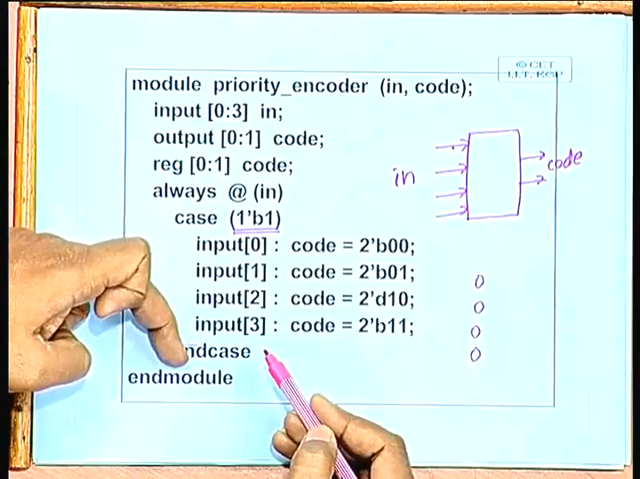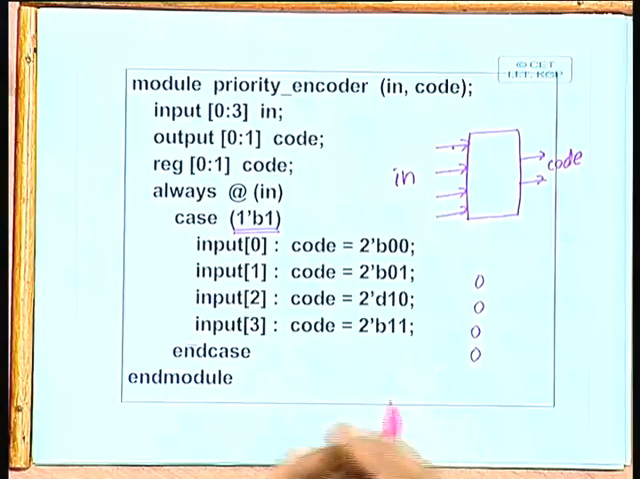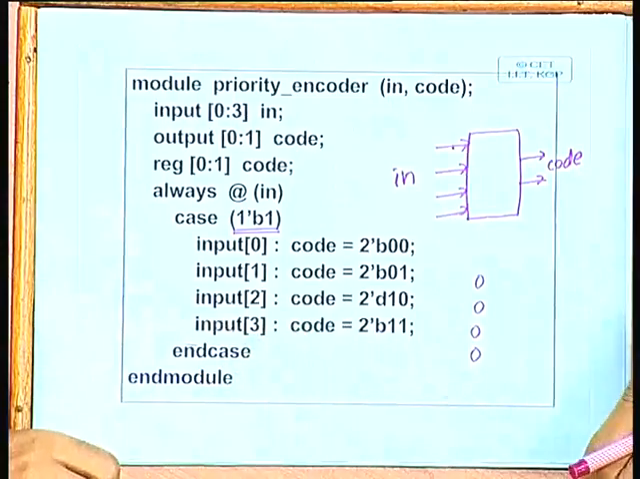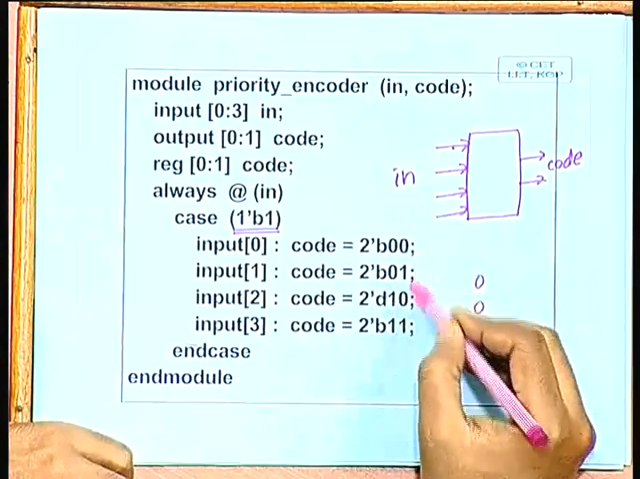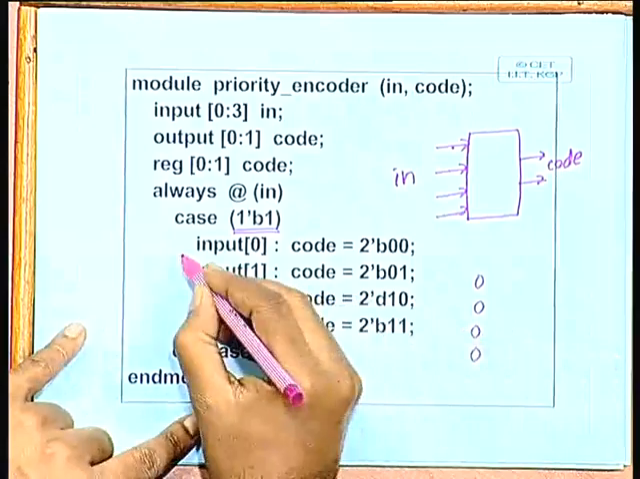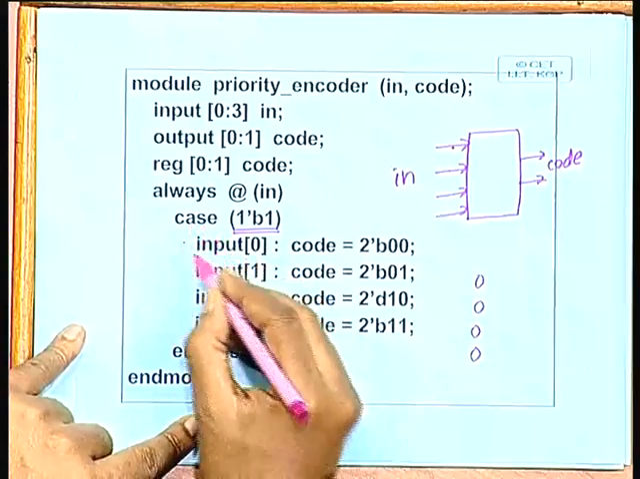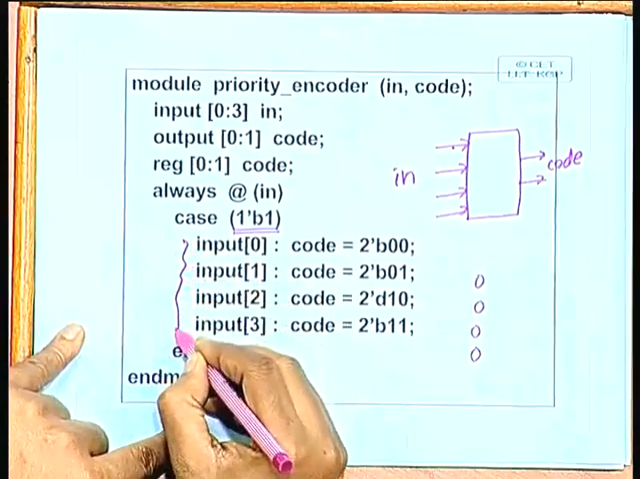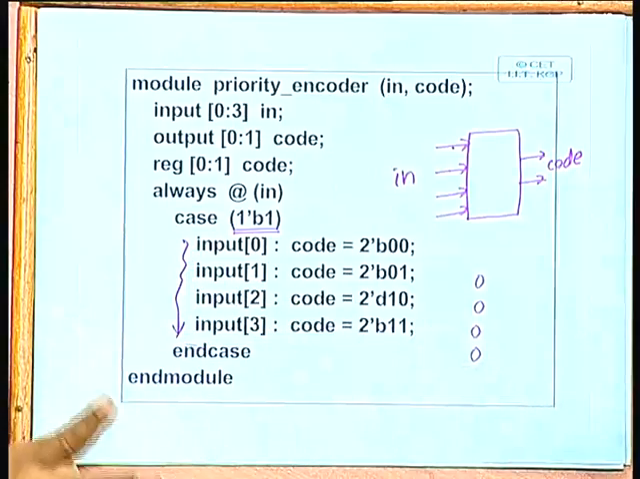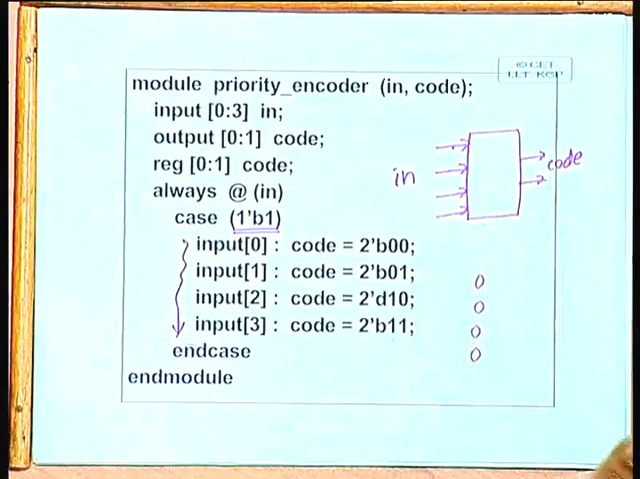That is the priority. That is the semantic of the case statement, that it has to be checked from top to bottom. There will be a break. I have not shown the break, because the semantic of case says that it has to be checked from top to bottom. So the synthesizer will have to take care of that. That is why it will synthesize it as a priority encoder and not a conventional normal encoder.